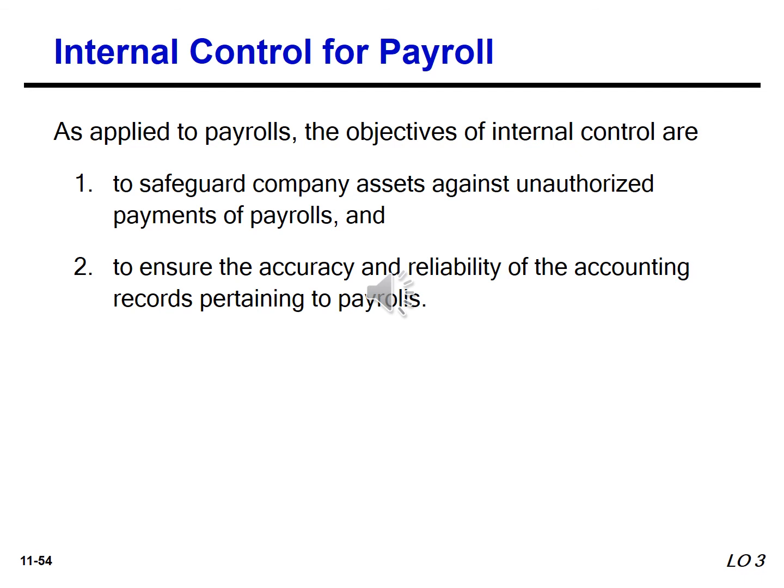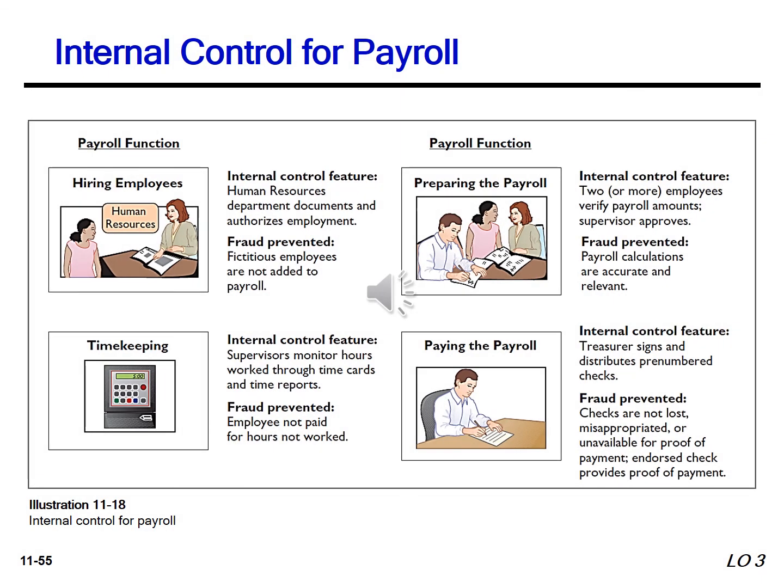Now finally, to the last point of today's lecture, we'll talk a little bit about internal controls for payroll. Internal controls are put in place when it comes to payroll to safeguard company assets against unauthorized payments of payrolls, and of course to ensure the accuracy and reliability of the accounting records pertaining to payrolls. This slide shows some internal control measures that are put in place for various different functions.